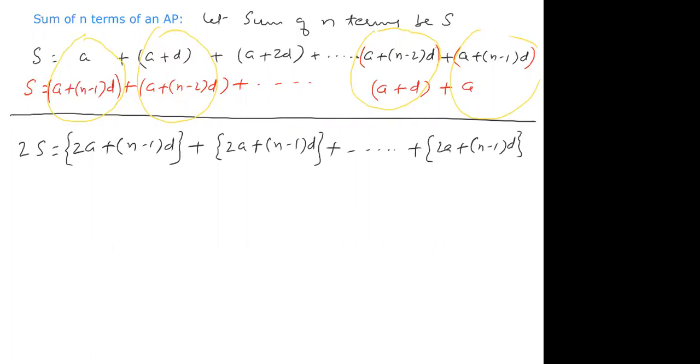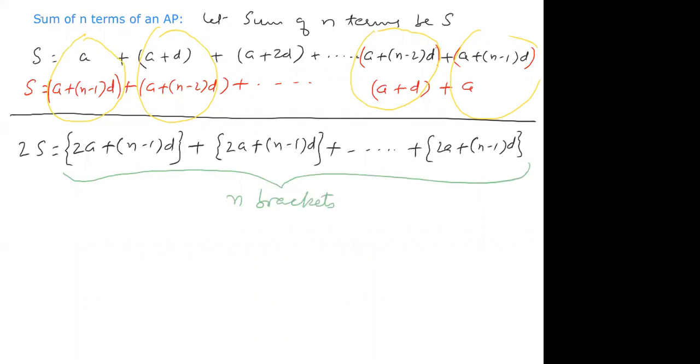That means value of each bracket is 2A plus n minus 1 into D. And how many terms were there? N terms. So how many brackets are there? Total number of brackets from here to here? There are total how many terms? N terms. So n brackets are there.